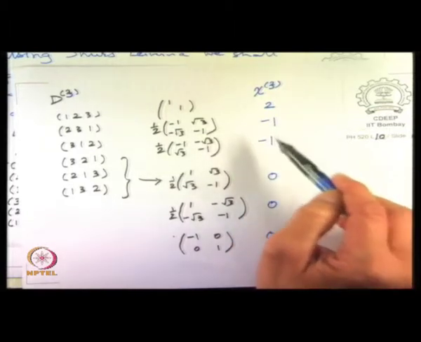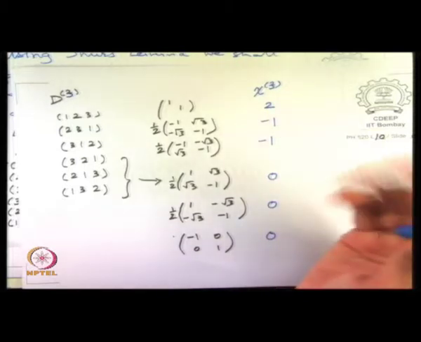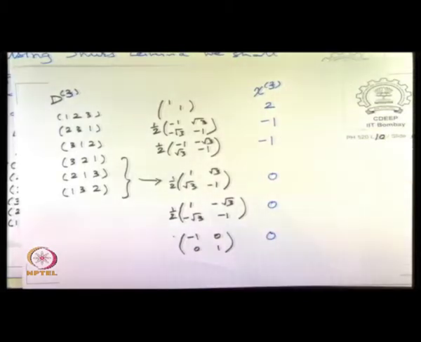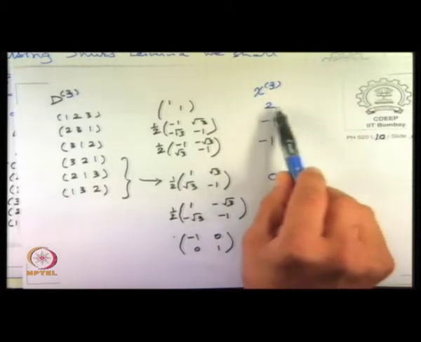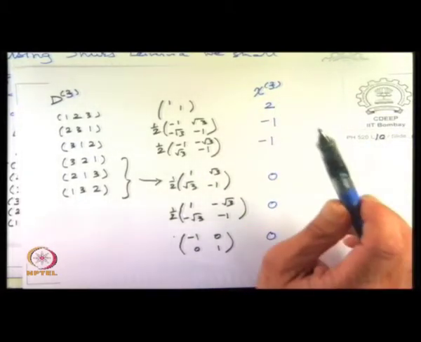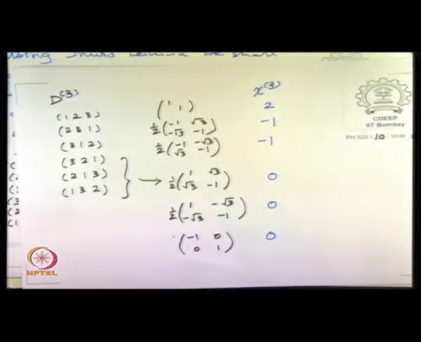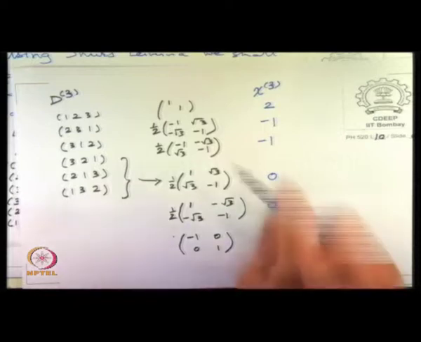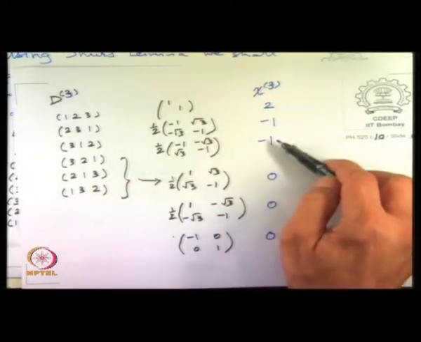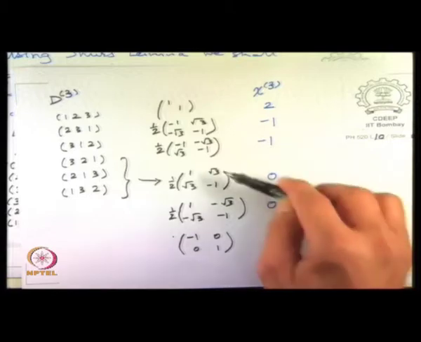So remember that the identity is always in its own conjugacy class, because G H1 G inverse equals H2, but if H1 happens to be identity, then G inverse will always give identity. So identity is in its own conjugacy class, so it is by itself. It has its character 2. These two are in the same conjugacy class because they are essentially proper rotations by 120 degrees, and they have the same character. That character turns out to be -1 in this representation, and all these improper guys have the same character, which is 0.